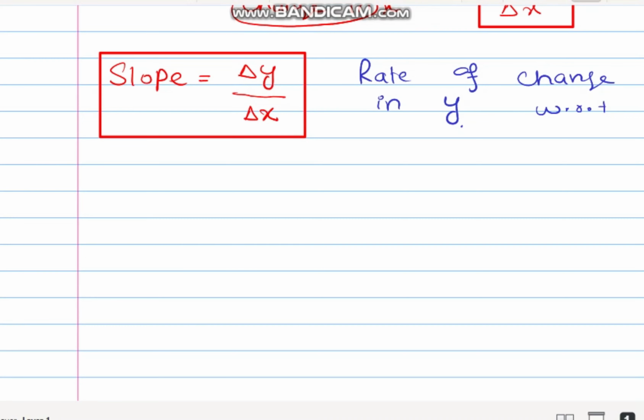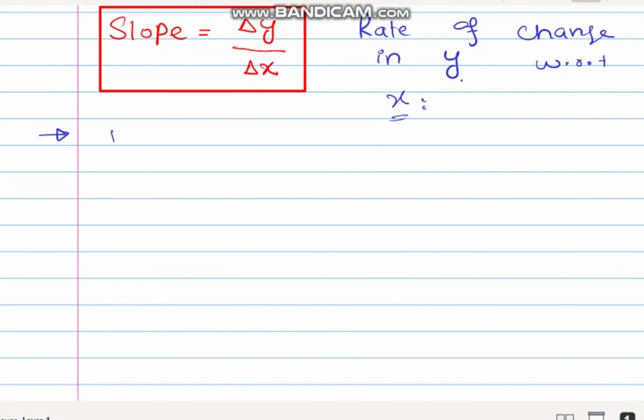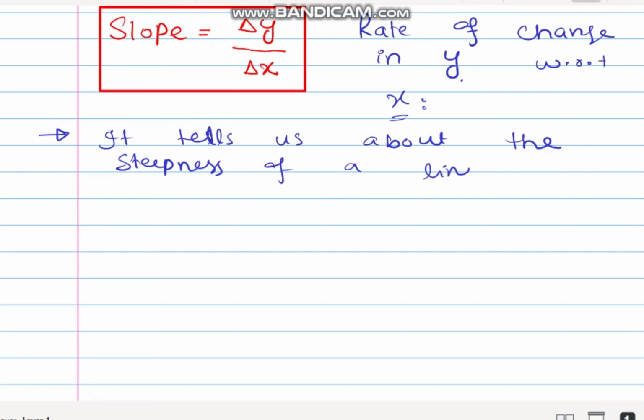If someone asks you what is slope, you will tell them the change in y with respect to x is called the slope of the line. And you can also say that it tells us about the steepness of a line.